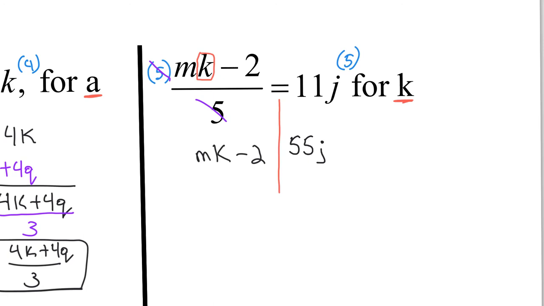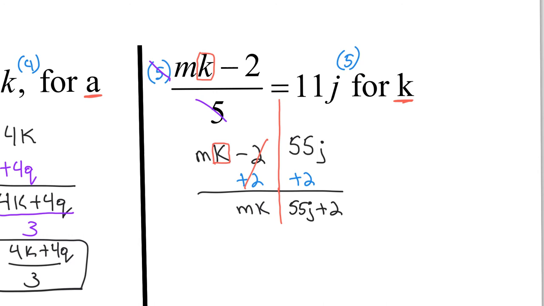Now keep in mind that we are solving for the k variable. So here's the k. First, let's get rid of this number next to the k, which is a constant. So you're going to add 2 to both sides. And these two cancel right here, so you bring down the mk. And on the other side, these are not like terms, so you're going to put them side by side: 55j plus 2.